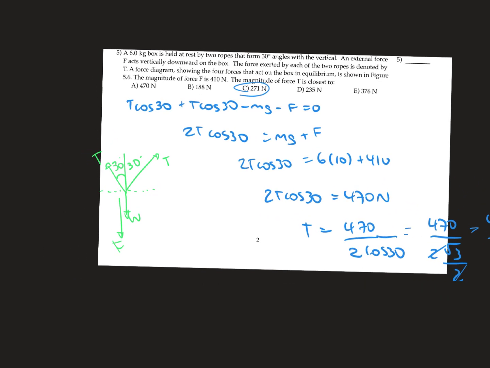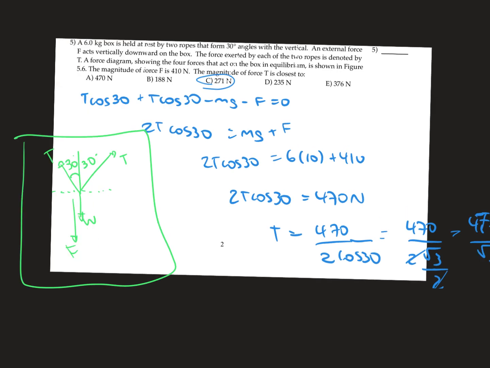So the figure that represents what we just read is right here. So the question is, they're giving us also that the magnitude of force F is 410 newtons. So we have to find the magnitude of the force T, being closest to one of these values.